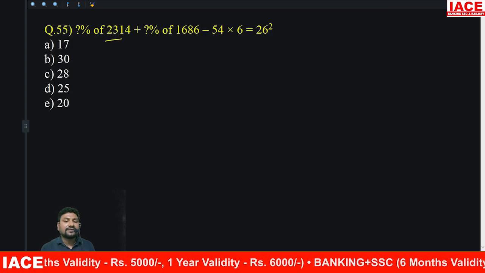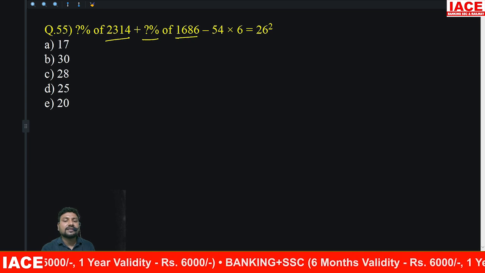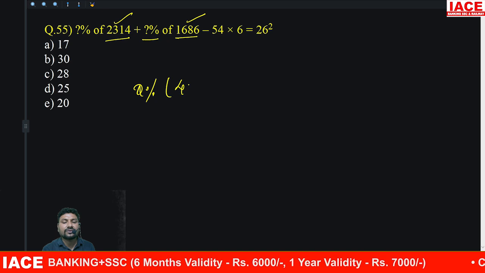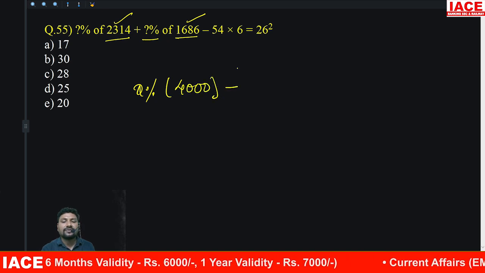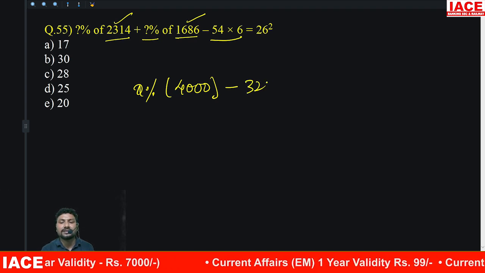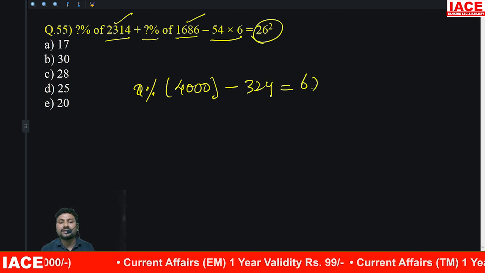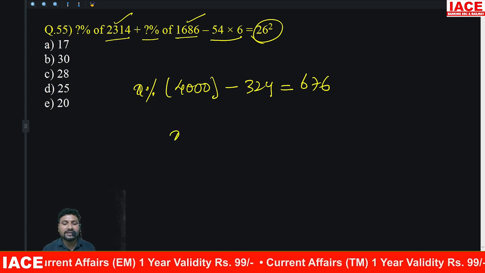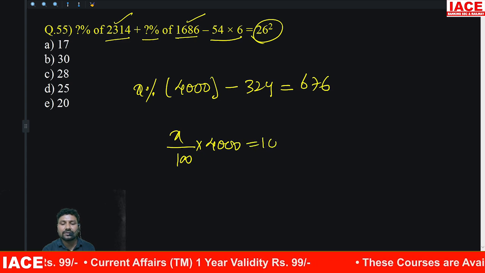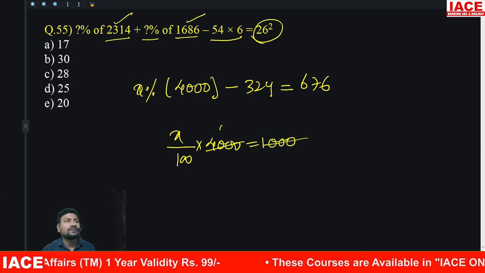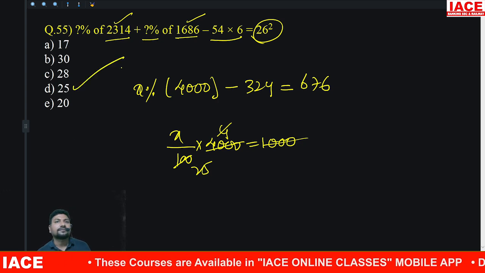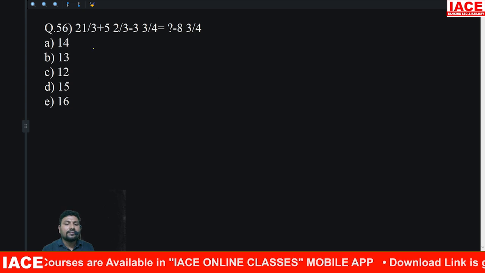Here, percentage of 2314, percentage of 1686. 1686 and 2314 both are added. You will get x percentage of 4000. And 54 6 are. 6 4s are 24, 6 50s are 300. It is equal to 324. 26 square is equal to 676. And percentage means we should write x by 100 into 4000, which is equal to 1000. 1000 to 4000, 4 times, 4 to 100, 25 times. Then x equal to answer is 25. Option D.